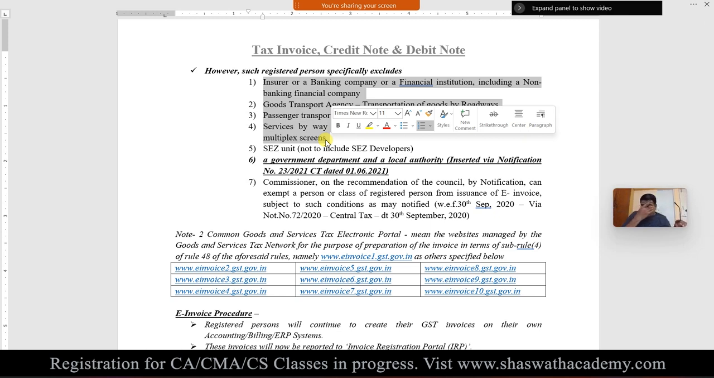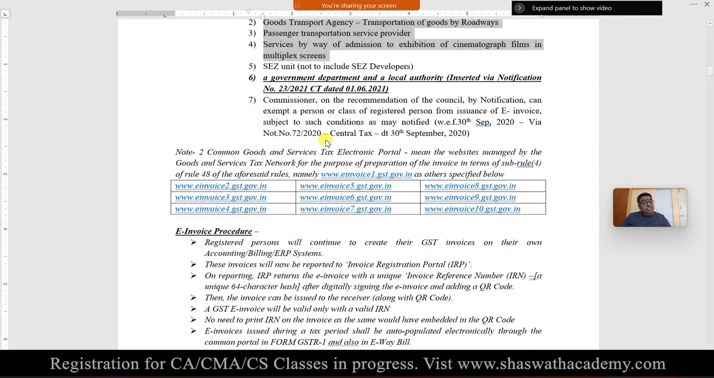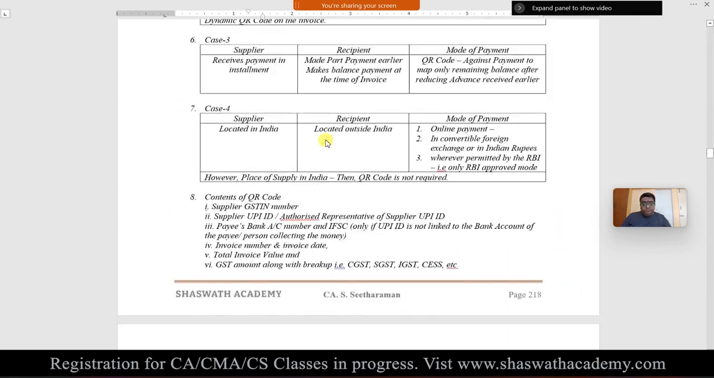Correct or not? Logical, then? Yes, sir. If they are not bound to issue e-invoice, are they bound by manual invoice? That should be the question, right? They are also not bound by manual invoice. If they want, they can issue manual invoice. If not, some other document will be treated as invoice anyway. What is that, sir? Rule 54. Special provisions. Come here, my dear.